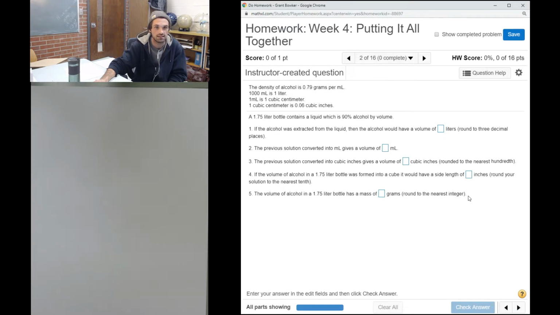All right, so here is a problem where we're putting a lot of the pieces together. We're given some information: the density of alcohol, 1,000 milliliters is 1 liter, 1 milliliter is 1 cubic centimeter, and 1 cubic centimeter is this many inches. And we have a 1.75 liter bottle that contains a liquid which is approximately 90% alcohol by volume. One second.